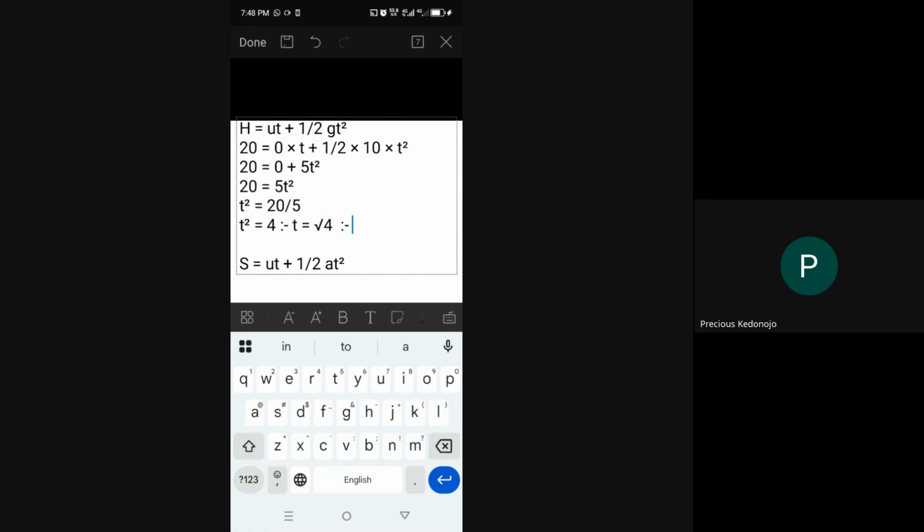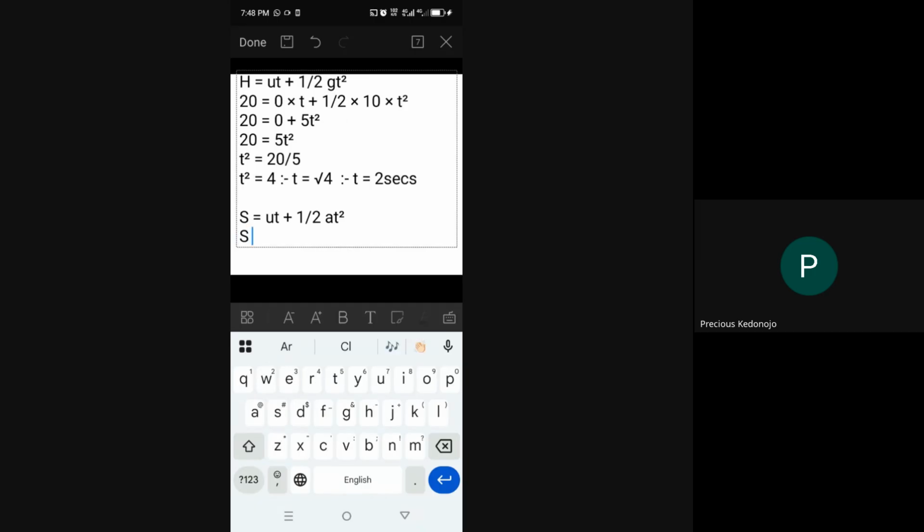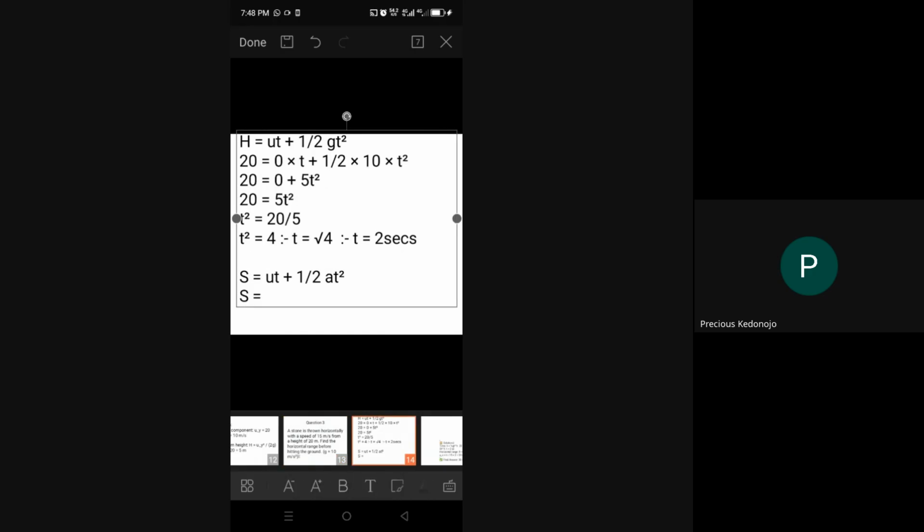So now I can use this time that I've just gotten, 2 seconds, to answer the question. Let me get back to the question now. Since they're asking me to find distance on the ground, horizontal distance, this is the formula I'm going to use, because it is the formula for horizontal distance, linear motion. So ut: you are given the initial velocity when the object was thrown horizontally. They said the speed was 15 meters per second. So my u is 15.